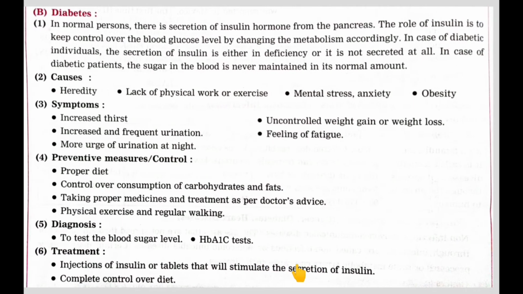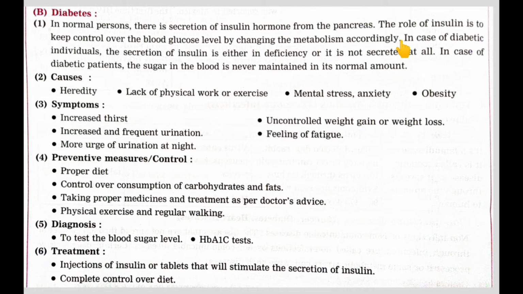Then let us see about diabetes. Another disease is diabetes. In normal persons, insulin hormone is secreted from the pancreas inside the human body. The role of insulin is to keep control over the blood glucose level by changing the metabolism accordingly.